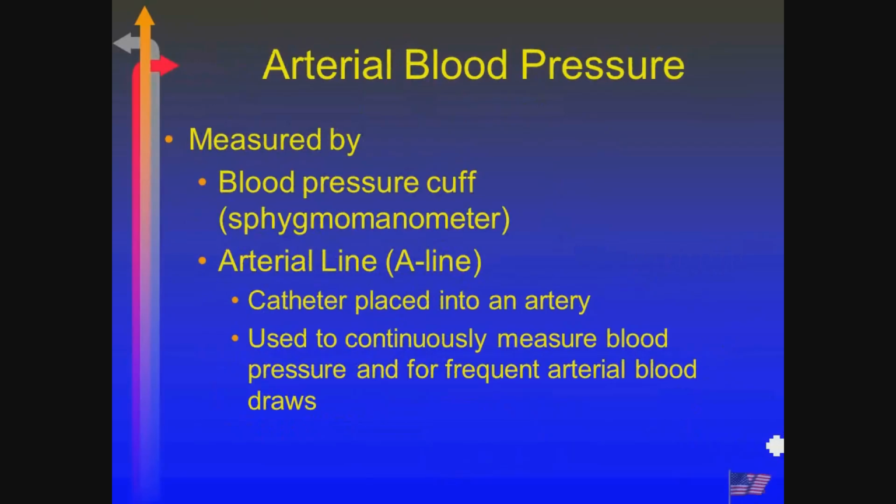We measure blood pressure through a blood pressure cuff attached to a meter, a sphygmomanometer. We also can measure blood pressure, at least in the intensive care units, by placing a catheter into the artery, and therefore we can not only monitor blood pressure continuously, we also can draw blood work off of there and not have to poke the patient each time.